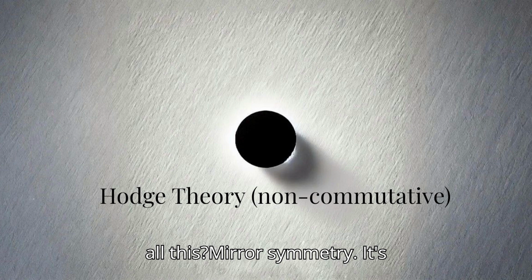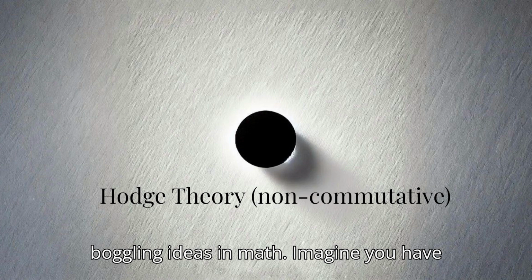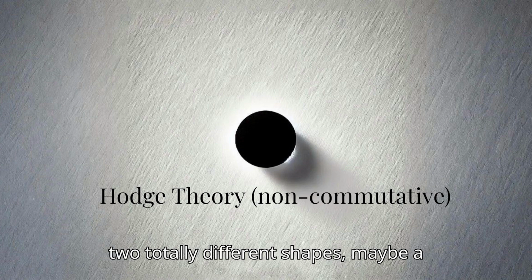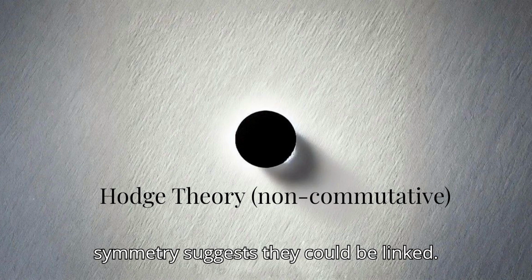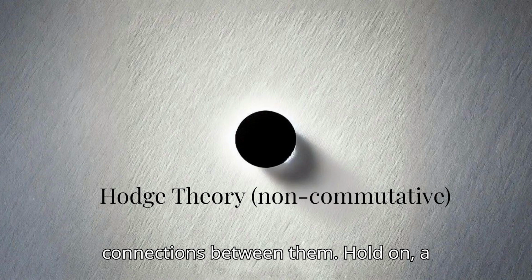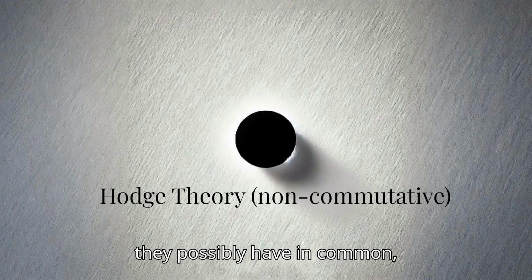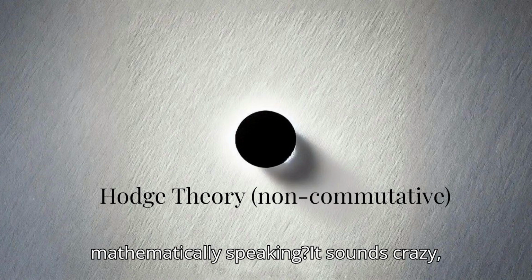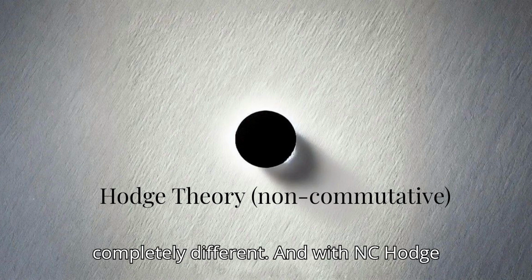Ah, mirror symmetry. It's one of the most fascinating and mind-boggling ideas in math. Imagine you have two totally different shapes, maybe a coffee mug and a donut. Mirror symmetry suggests they could be linked, that there are hidden mathematical connections between them. Hold on, a coffee mug and a donut. What could they possibly have in common, mathematically speaking? It sounds crazy, right? But that's the beauty of it. Mirror symmetry connects things that seem completely different.